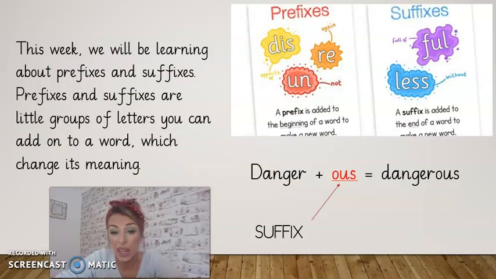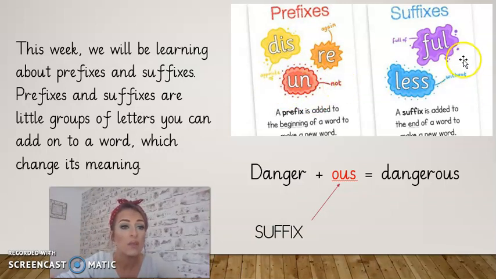Today, and a lot of this week actually, we're going to be looking at prefixes and suffixes. So those are those little groups of letters. Do you remember we did that before half term? Prefixes go on the beginning of a word. So we've got some examples up here. You can be happy or you can be unhappy. So that's a prefix because it goes on the beginning of a word.